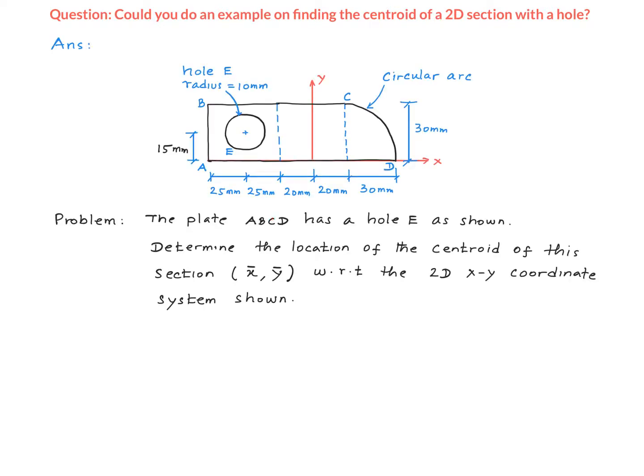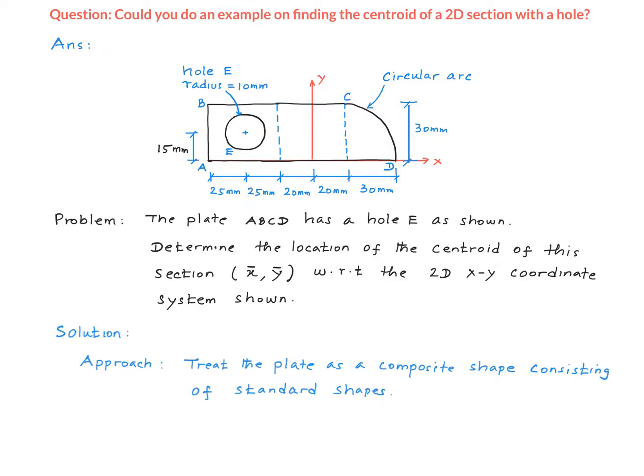The question is, could you do an example on finding the centroid of a 2D section with a hole? This is the problem that I have chosen here. We have a 2D plate ABCD with a hole E like shown in this picture. The question is to determine the location of the centroid of this section, x bar, y bar, with respect to the 2D xy Cartesian coordinate system shown in the picture.